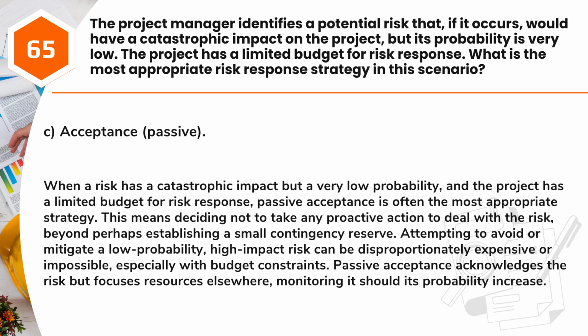Answer: C. Acceptance, passive. When a risk has a catastrophic impact but a very low probability, and the project has a limited budget for risk response, passive acceptance is often the most appropriate strategy. This means deciding not to take any proactive action to deal with the risk, beyond perhaps establishing a small contingency reserve.